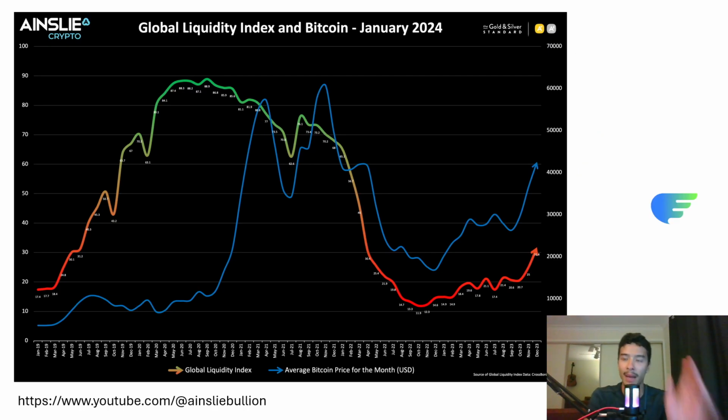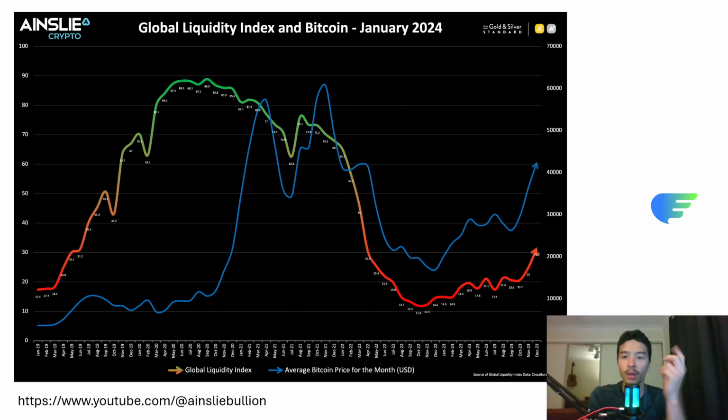So I would like to go back to this chart, which is the Global Liquidity Index overlaid with Bitcoin. And this is the January 2024 report. This report is actually on YouTube. The link's down below on the screen right now. You can see Ainslie Bullion on YouTube. You can check that out for the full video.